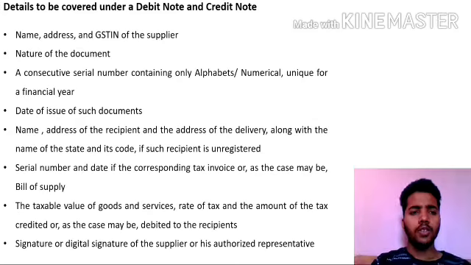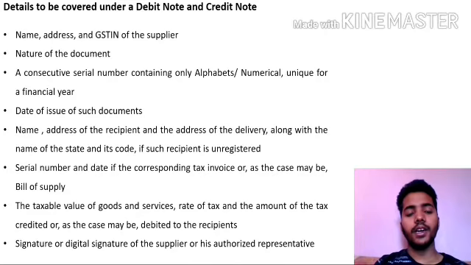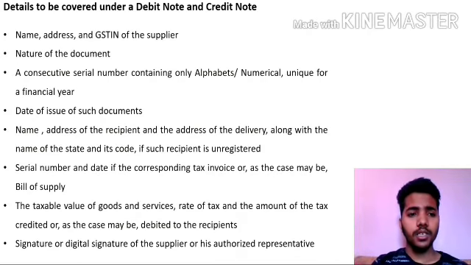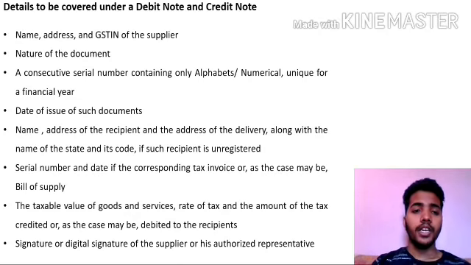So guys, here are some details to be covered under a debit or credit note. These are some details which need to be in a credit and debit note to be considered a proper full-fledged document. If any of these details is missing from the debit or credit note, it will not be considered a full-fledged or legal document. The first detail is the name, address, and GST number of the supplier. It should be mentioned at the top of the document.